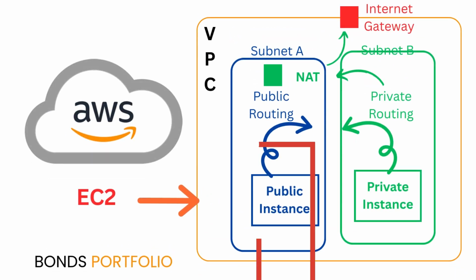In our setup so far, we've launched an EC2 instance in a public subnet, assigned it a public IP address, and attached a security group that allows inbound SSH traffic on port 22.